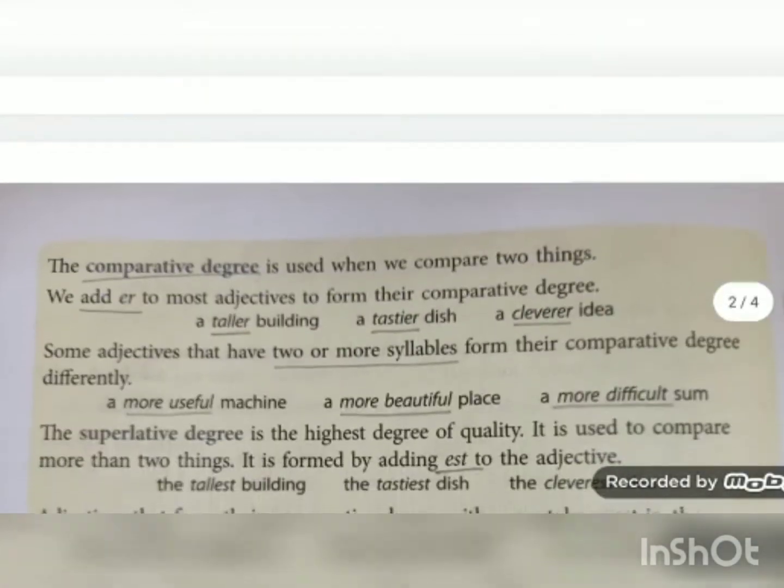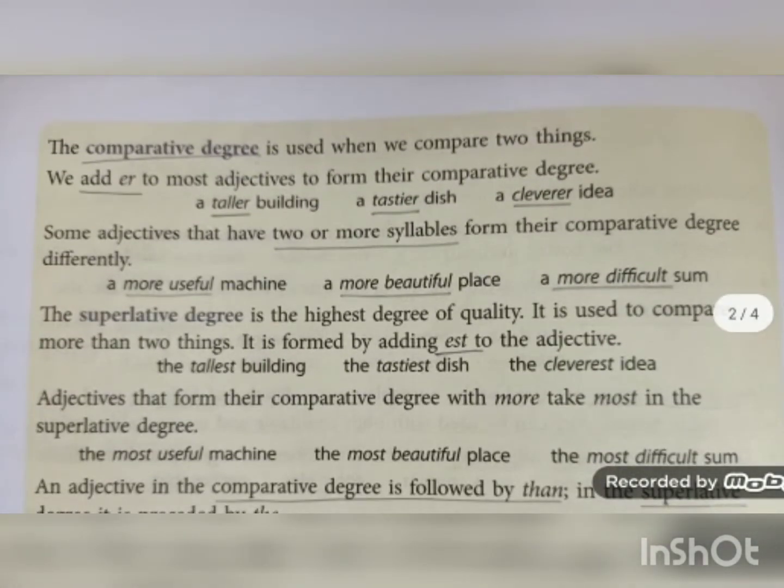Next, come to comparative degree. The comparative degree is used when we compare two things. It may be two things or two persons or two groups of things or two groups of persons. When we change an adjective from positive to comparative, we have to add er to the given adjective. We add er to most adjectives to form their comparative degree.